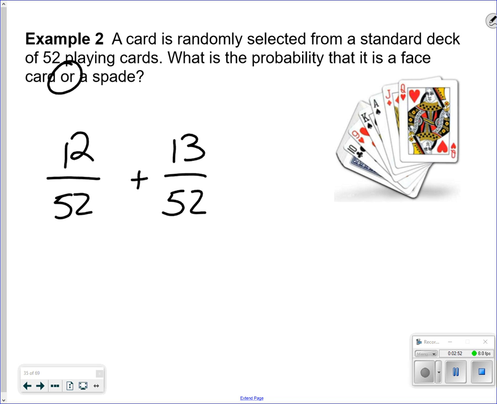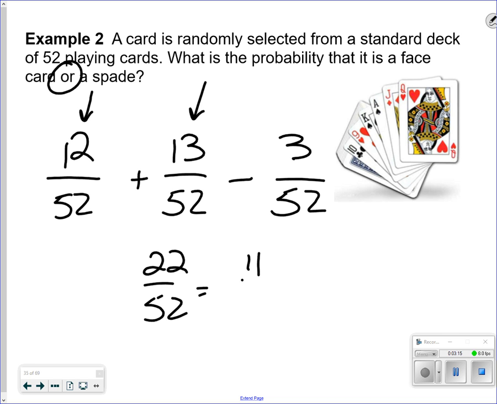Now, there are 3 cards in the deck that are both a face card and a spade: the jack of spades, the queen of spades, and the king of spades. So we have to subtract the ones that are being counted in both the probability of A and the probability of B. So grand total here, we end up getting 22 out of 52, which reduces to 11/26. So again, if you take the probability of A or the probability of B, and if there's something that happens to be in both A and B, you've got to subtract that probability as well.